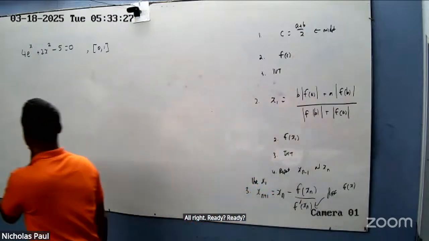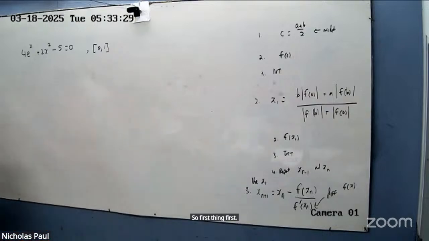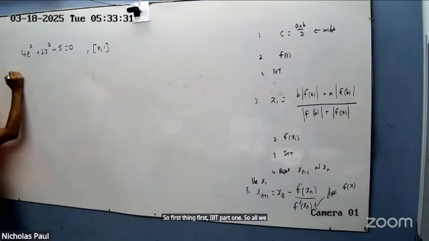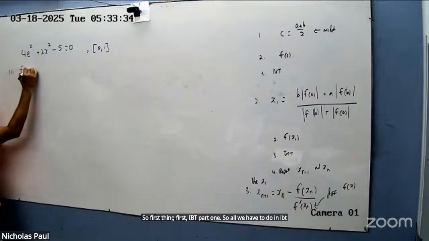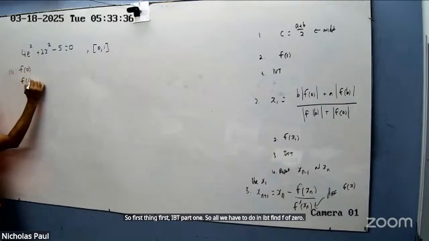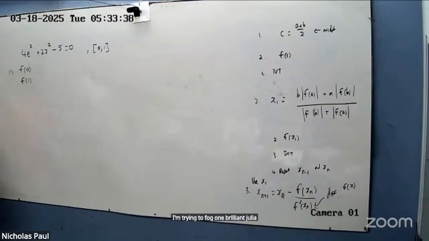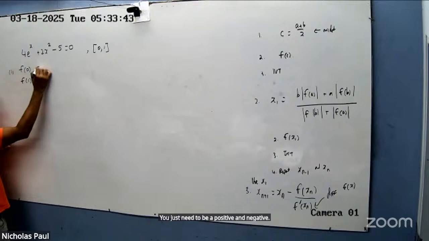Ready? So first thing first, IVT, part 1. All we have to do in IVT is find f of 0 and find f of 1. Really and truly, you don't need the actual value. You just need the positive or negative. But work it out still.